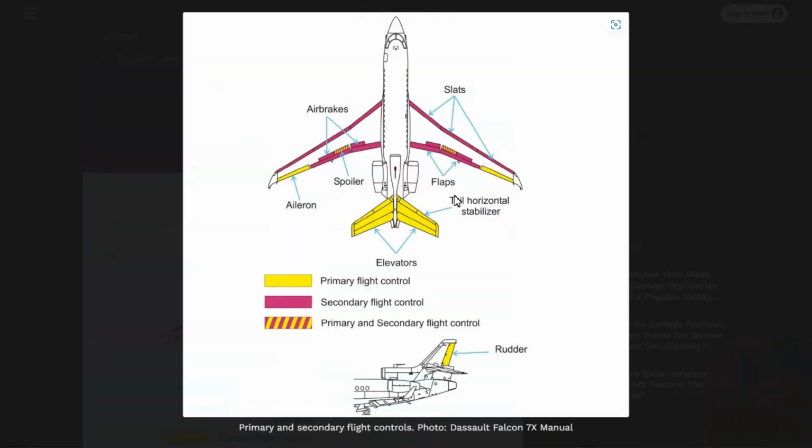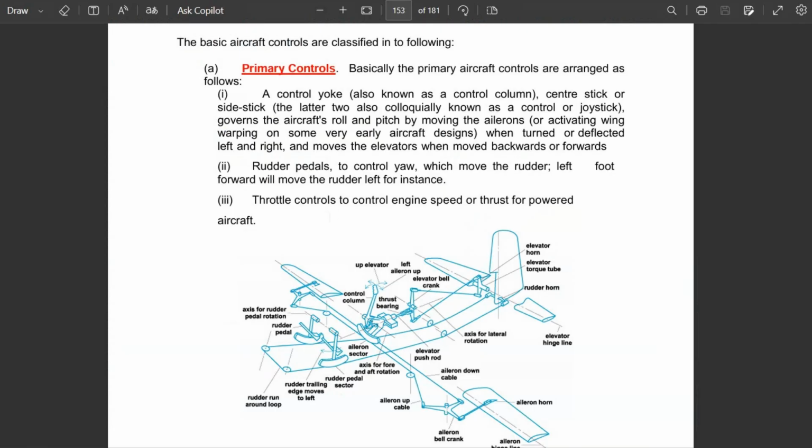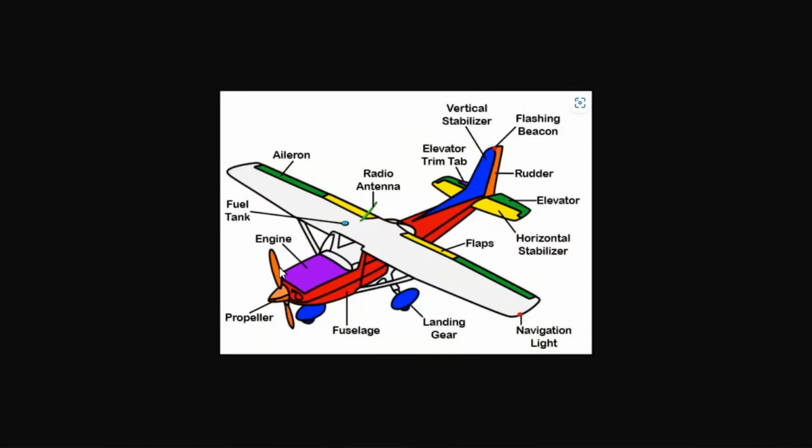Here you can see in this photo, the pink, reddish shade is secondary control. On the front side, slats, then air brakes and spoilers, and these yellow ones are the primary controls. So this was all the normal briefing about an aircraft, its parts and how they are controlled. The control yoke controls the other parts, and then there are the rudder pedals and the throttle control, which also controls the propeller in front. So these are all our primary and secondary controls.